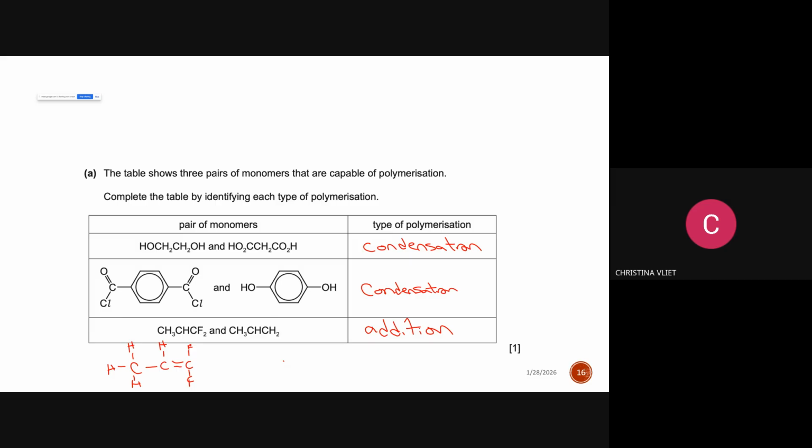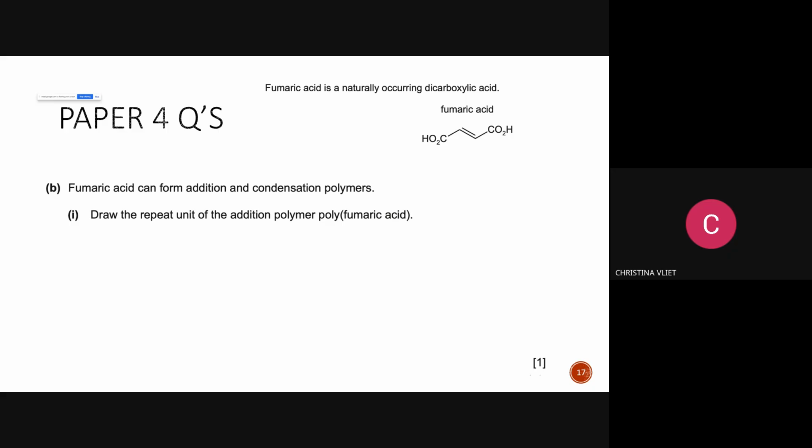So does Cambridge consider this to be an easy question or a hard question? They consider this to be simple, level 1. You just understand the basics. You can answer this question. So now, this is also 1 mark. How nice. You've been given fumaric acid. It can form addition and condensation polymers. How cool. It can do both.